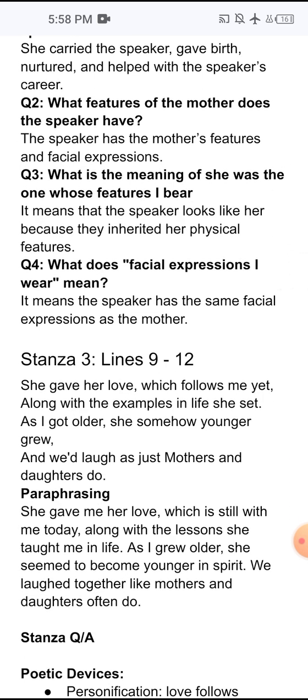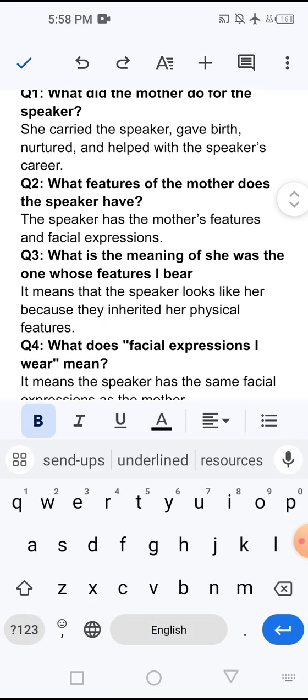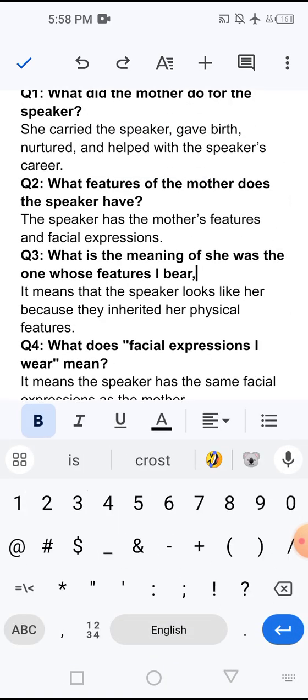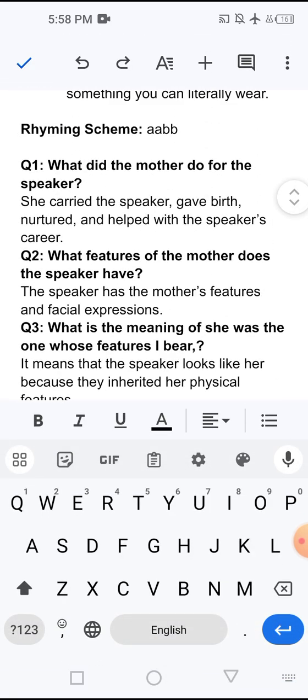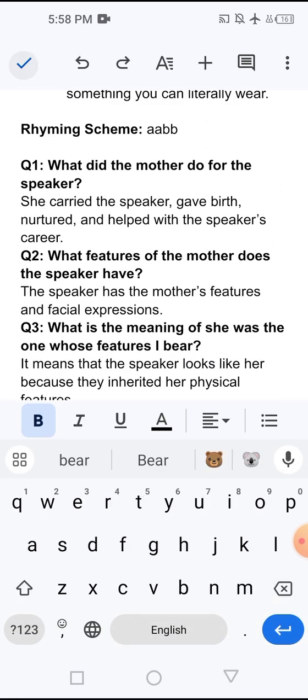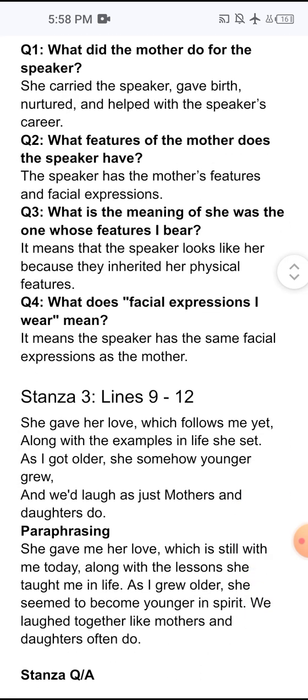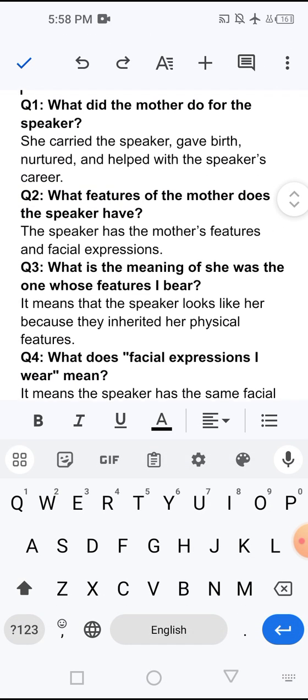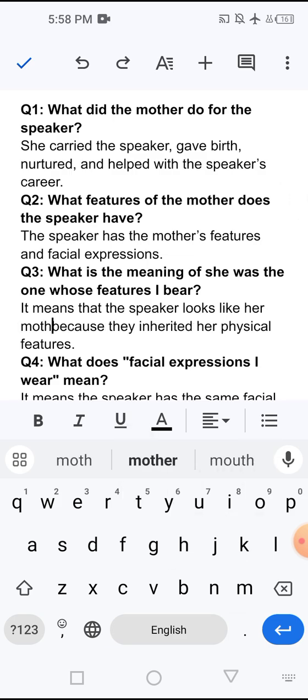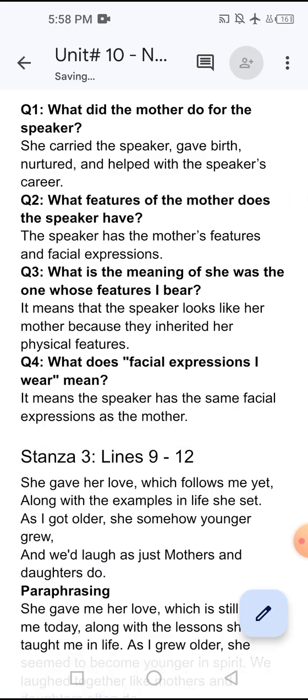What is the meaning of 'she was the one whose features I bear'? Let's put the question mark at the end. Let us just correct it now. It means that the speaker looks like her mother, because they inherited her physical features. For clarity, it is better that we write 'look like her mother'.